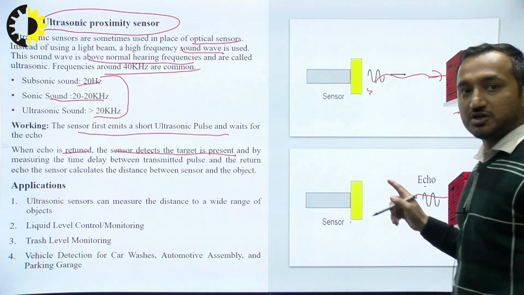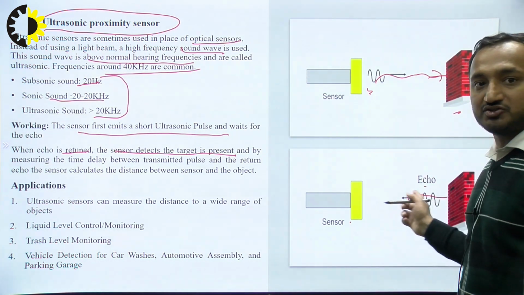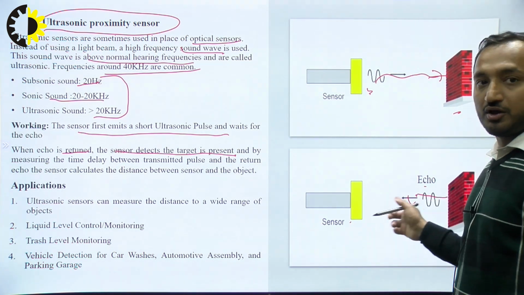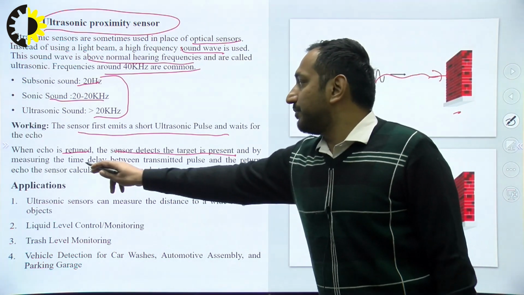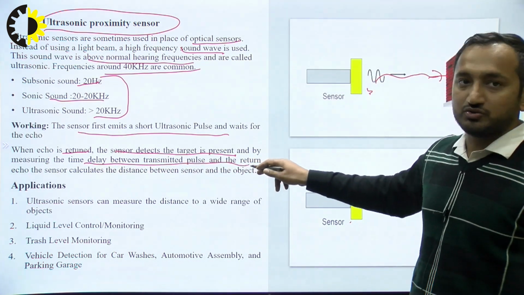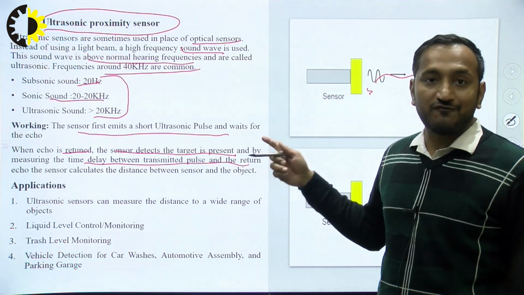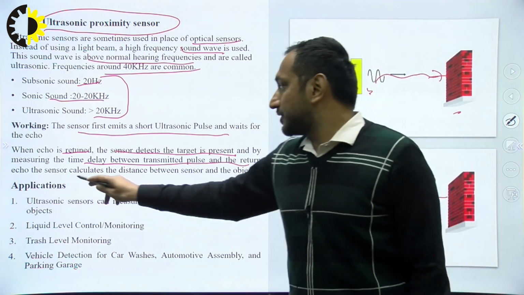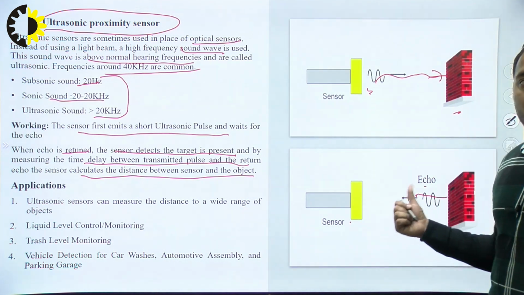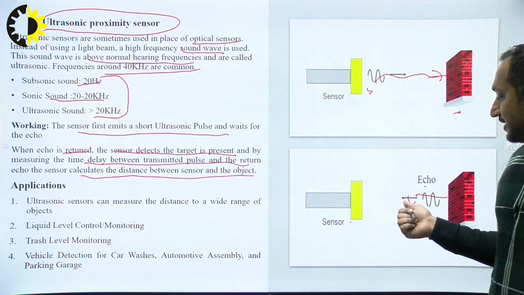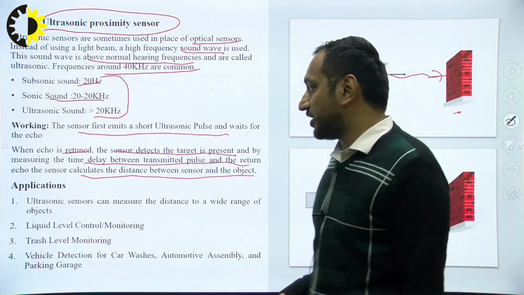Now it is continuously sending this ultrasonic wave to see how much the distance has changed, since the sensor is moving in front of the wall, or the wall is moving in front of the sensor, and it measures the time delay between the transmitted pulse and the echo. So there is a time delay, obviously. Because of this time delay, it is able to measure how far the object is, calculating the distance between the sensor and the object. So this is how you measure the distance to an object with the help of an ultrasonic wave, by measuring the time delay created by the echo. Now what are the applications?